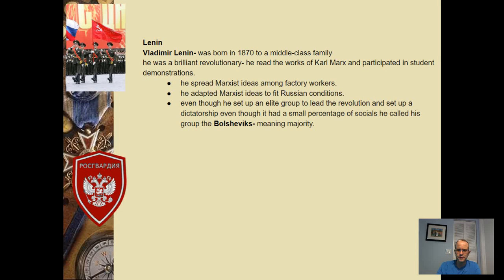Now, even though he set up elite groups to lead the revolution, he set up a dictatorship and it had a small percentage of socialists in it. He called his group the Bolsheviks, meaning the majority. So he labels his group the representative of the majority, even though they're not really the representative of the majority. So he's very cunning in his work.